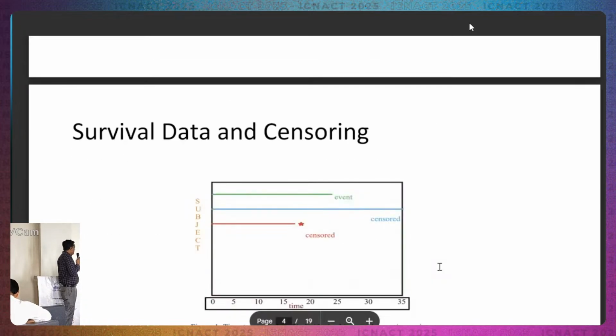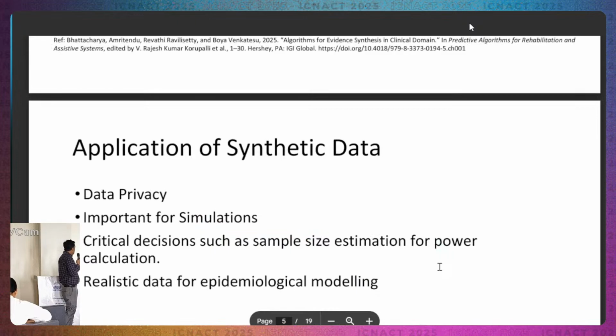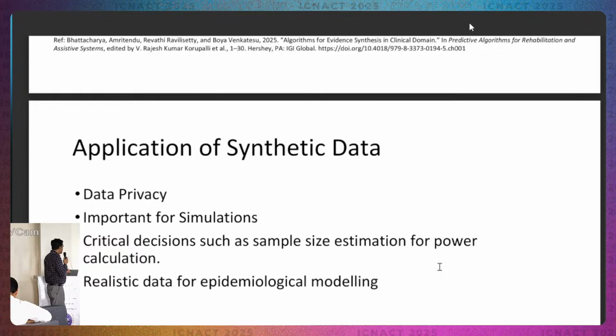One difference of survival data is that it has a censoring component. So it is not like continuous or categorical data. And there are different kinds of censoring, right censoring, left censoring, that we have to deal with. So, I mentioned the synthetic data is due to the privacy issues, and using that we can do realistic simulation in epidemiological studies.